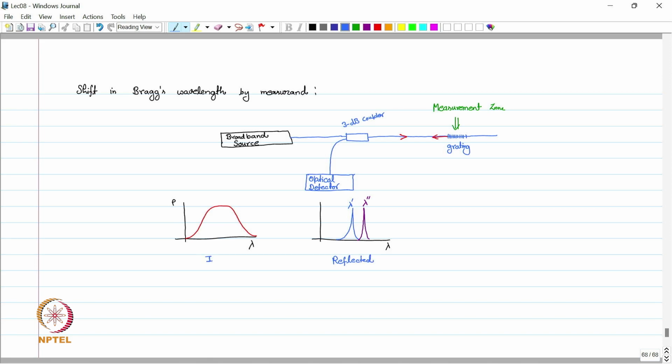This is the input, and if we measure the optical wave at the far end, it will look something like this. We have this lambda, and this is power, and at the far end we will receive all the wavelengths except this lambda double dash.